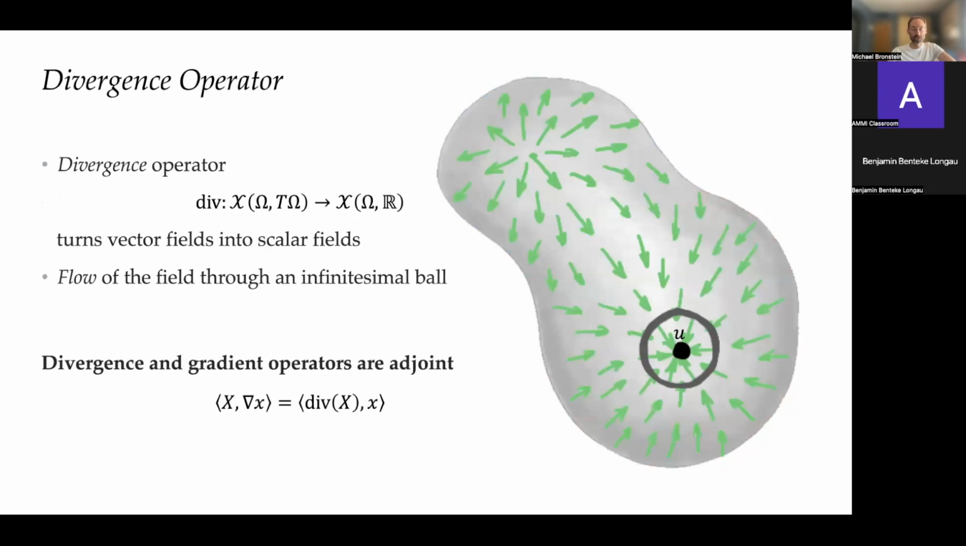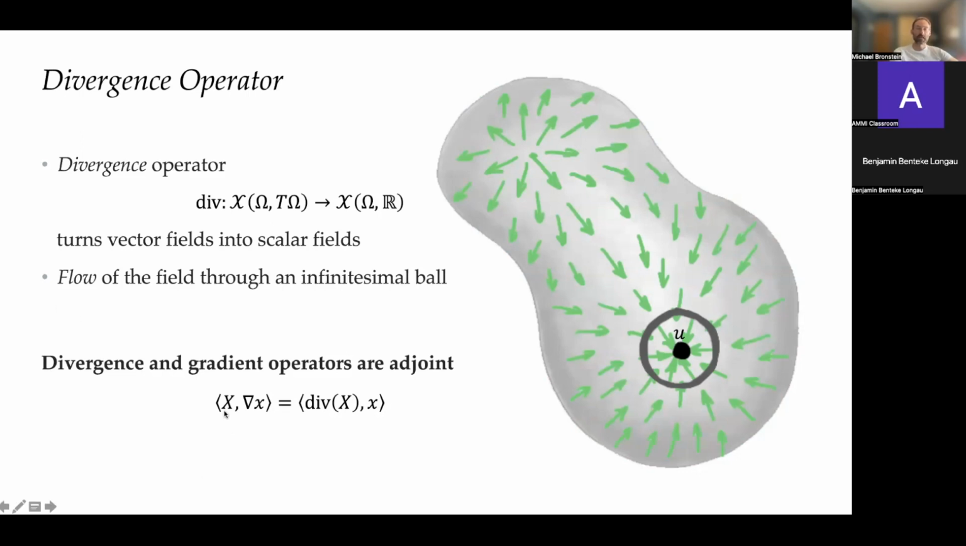So the divergence is the opposite. It's an operator that turns vector fields into scalar fields. And you can think of it as a flow of the field for an infinitesimal ball, okay? So how much comes in and how much comes out. And you can also define, or you can think of it either as a property or as a definition, that these two operators, the divergence and the gradient, are adjoint.